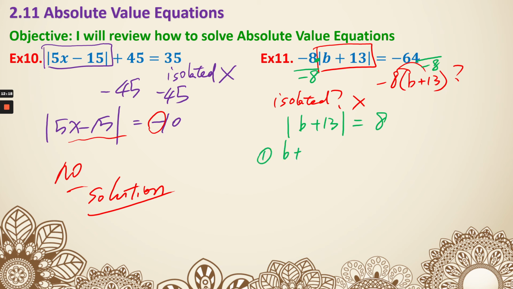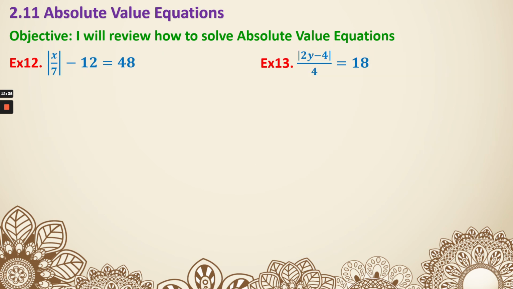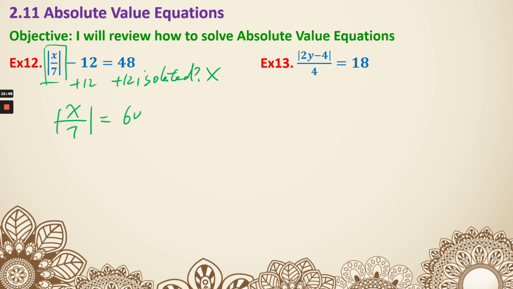So first case, b plus 13 equals 8. In the second case, b plus 13 equals -8. After solving, the first one, b equals -5. The second one, b equals -21. That's example 11. Next, example 12. First, I need to check, is it isolated or not? The answer is no. So that means I need to add 12 on both sides to actually make sure it is isolated. So x over 7 inside the absolute value equals 60.